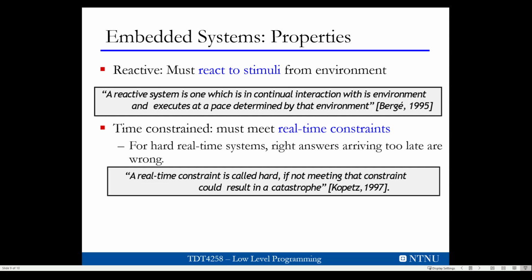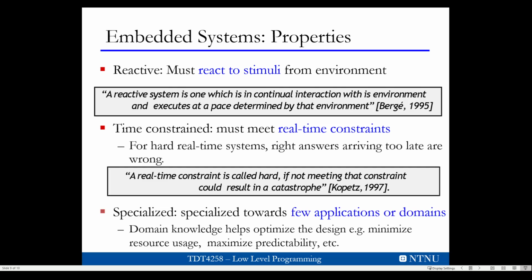For example, if you're driving a car and you need to apply brakes, if your embedded system is not able to take a decision within a certain amount of time, it might have catastrophic consequences. So in a hard real-time system, if you don't get the results on time, it doesn't matter if the results are correct after the time. They are considered wrong because they are not really useful.